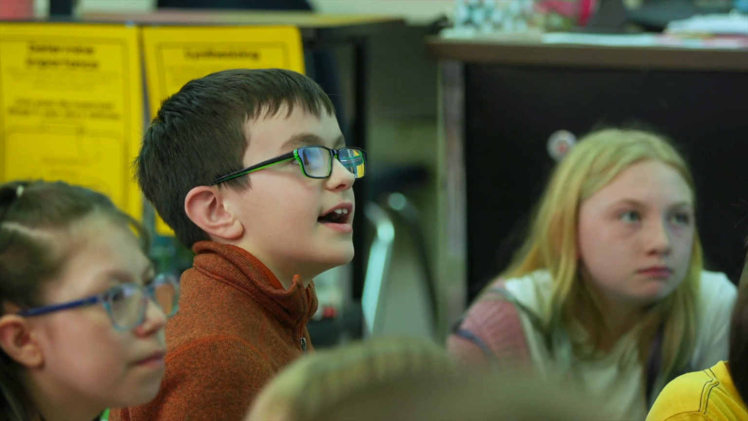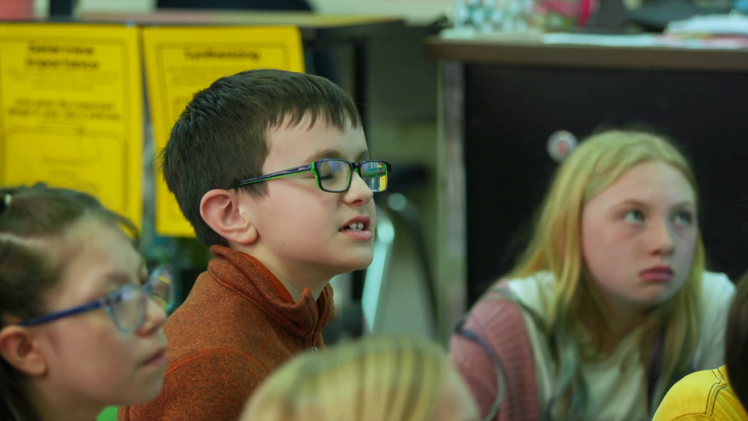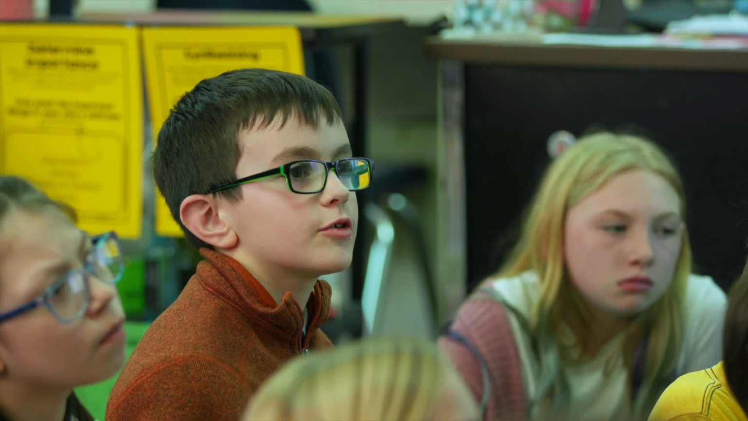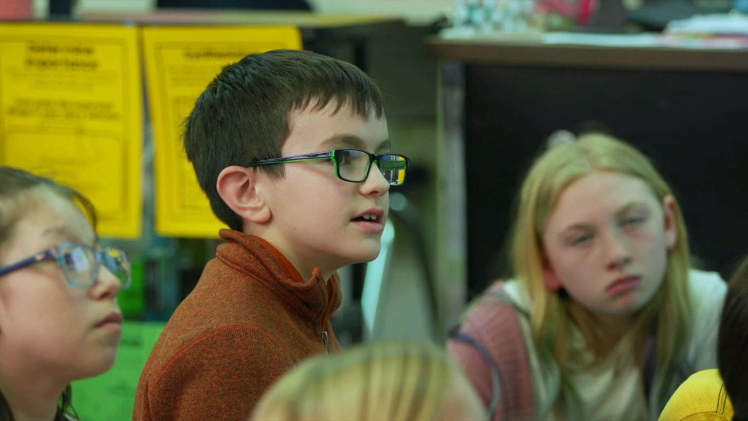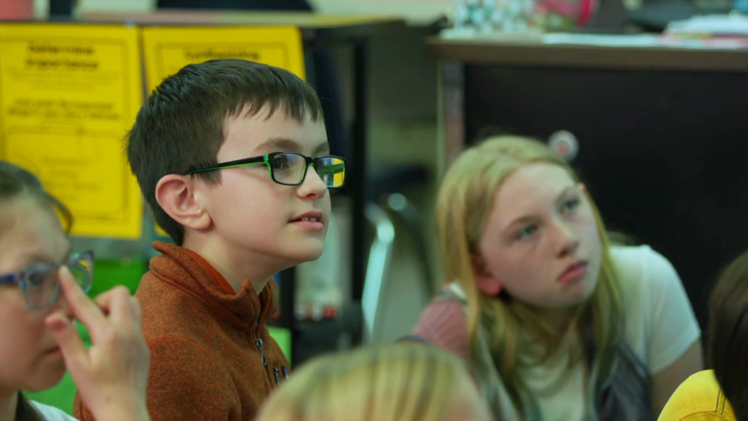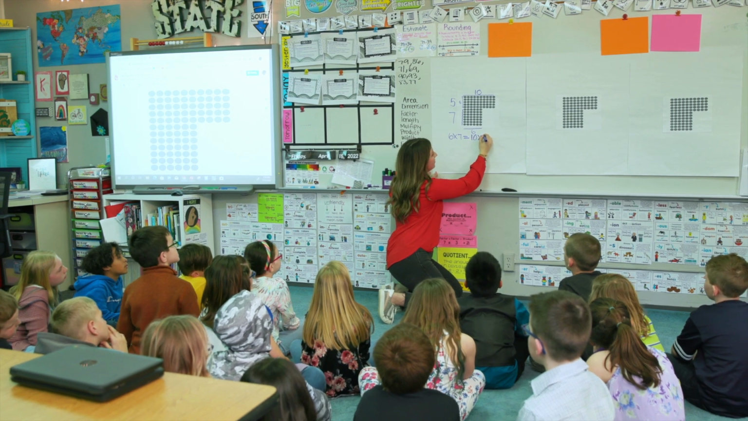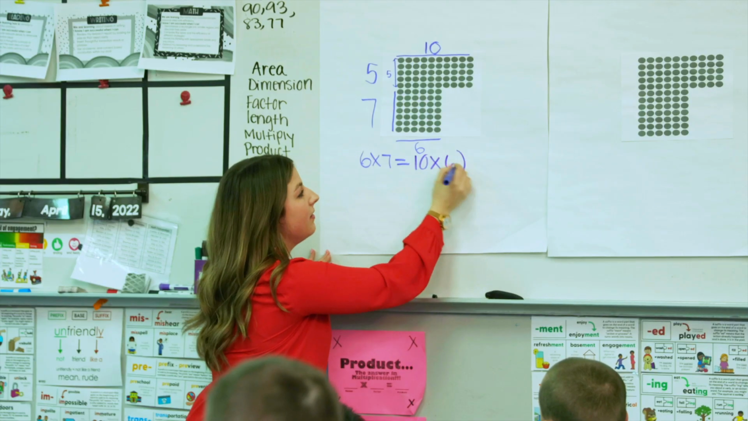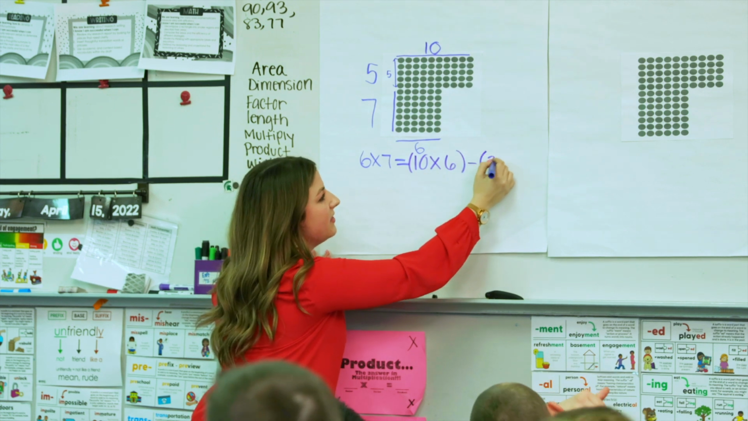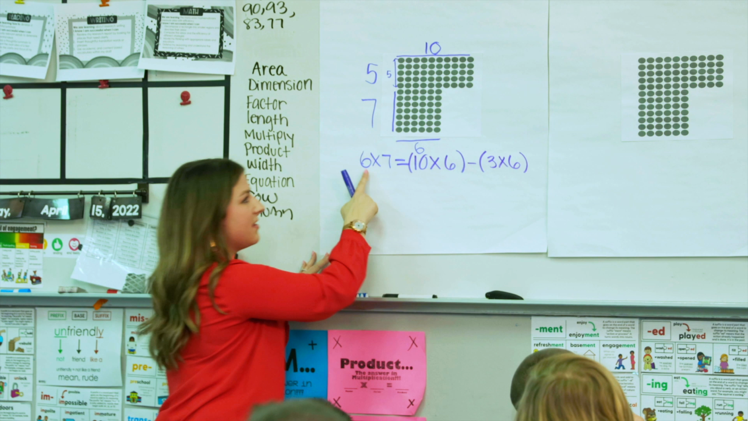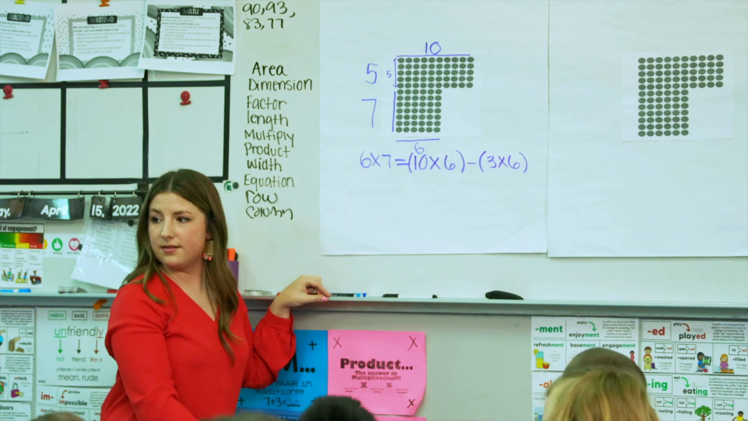And then I knew that 7 was 3 away from 10. And I did 10 times 6. And I took away 3 groups of 6. And I took away 18. Got it. Okay, so you did 10 times 6, and then you took away 3 times 6? And you said that's the same as 6 times 7? Okay. And then what did you do from here?